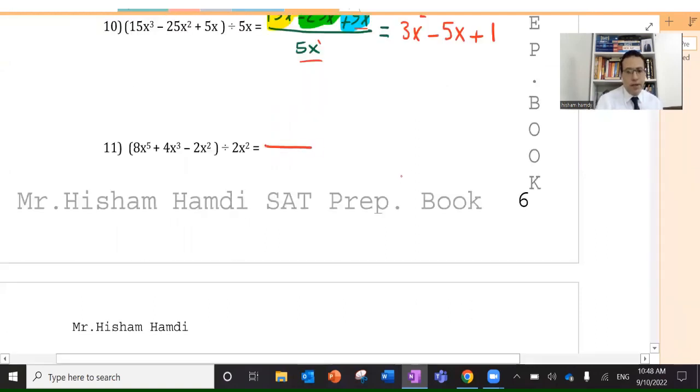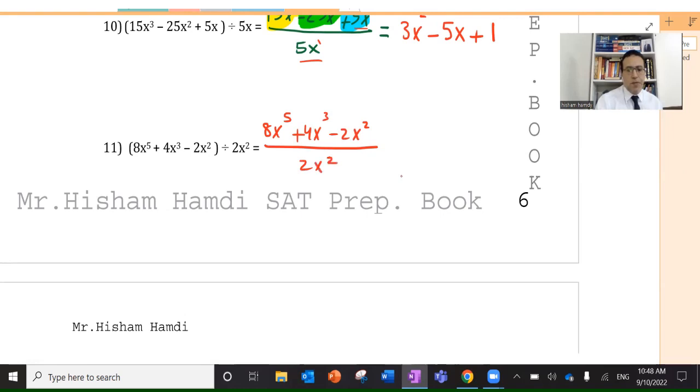I'm going to rewrite it as 8x to the power of 5 plus 4x power 3 minus 2x squared, divided by 2x squared. 8 divided by 2 is 4. x power 5, but x squared is x power 3 after subtracting the power. Positive 2 divided by positive 2 is positive. 4 divided by 2 is 2. And x to the power of 1 after subtracting the power. Minus, it's the same terms, so it gives me 1 and not x.